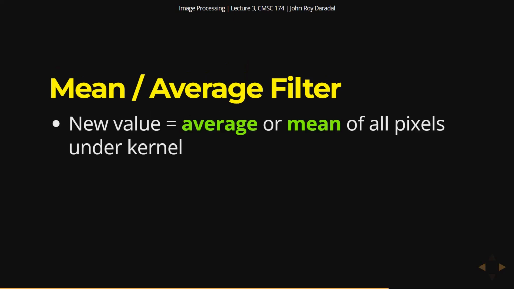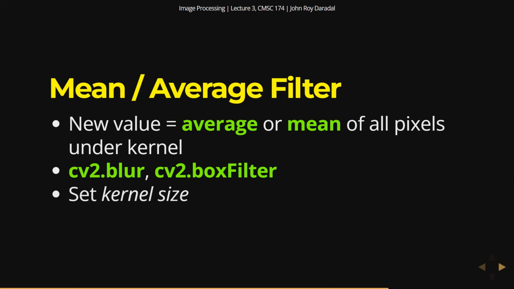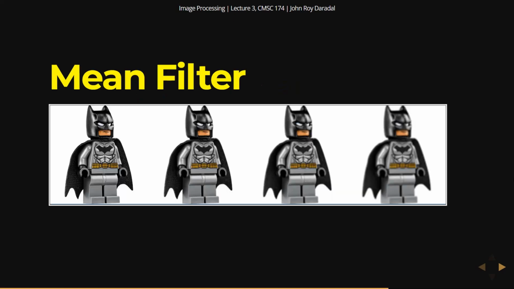So it's really simple. The new value for the pixel would be the average or the mean of all the pixels under that kernel. Whether it's a 3x3 neighborhood or a 5x5 kernel, it depends on the size of the kernel, and it will take the average of those values. So we will use cv2.blur or cv2.boxFilter in OpenCV to apply the mean or average filter. And what you need to set is, of course, the kernel size, so whether it would be a 3x3 neighborhood or a 5x5 neighborhood, and so on.